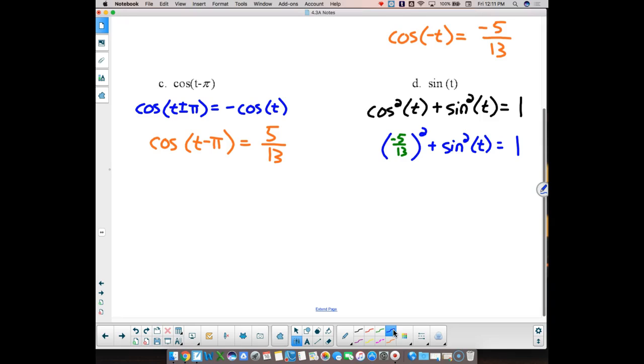Negative 5 squared, 25. 13 squared, 169, plus sine squared of t. Now, instead of writing 1, what should I write to make my life even easier? 169 over 169.